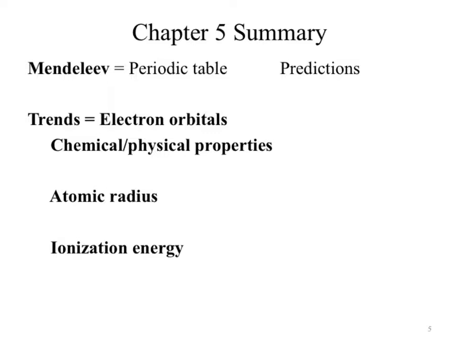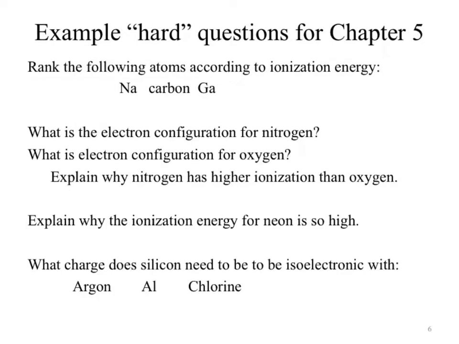Okay. So as we move left to right, we have a stronger nucleus. It's going to be harder to pull that electron out. Okay? Last thing is our ionic charges. That's our chapter 5. So these are some pretty hard questions. I'm going to kind of whip through these because I do want to get into bonding a little bit.